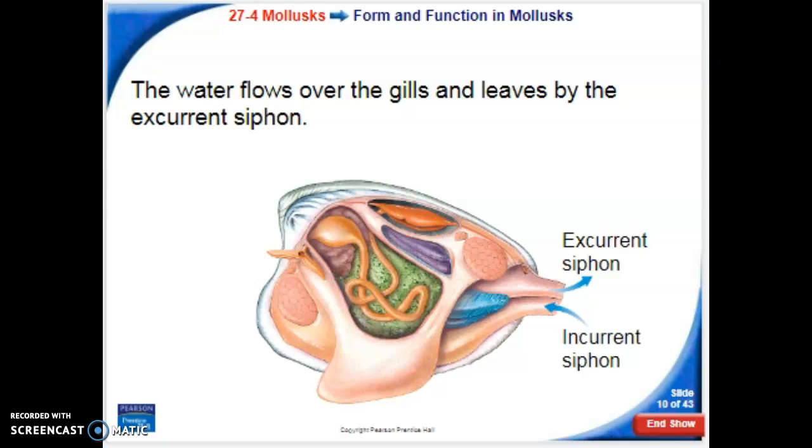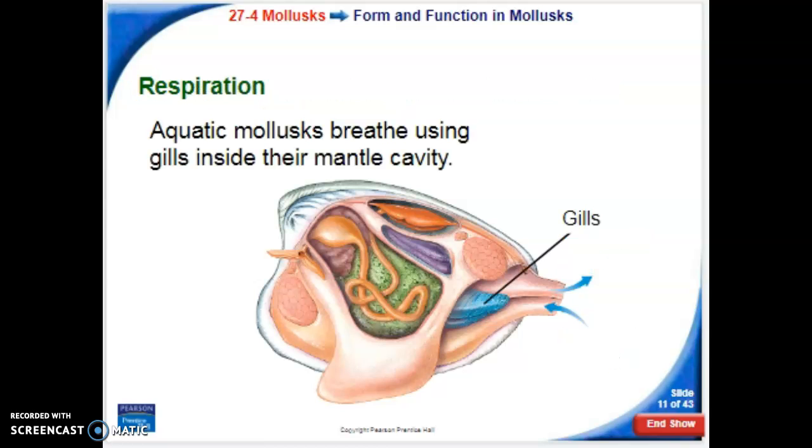You also have some that are just mainly aquatic, like the clams, and water is going to flow over their gills. It goes in through the in-current siphon and leaves through the ex-current siphon. So since they are aquatic, they're going to breathe through their gills inside of their mantle, but then some of the others use diffusion like we talked about.